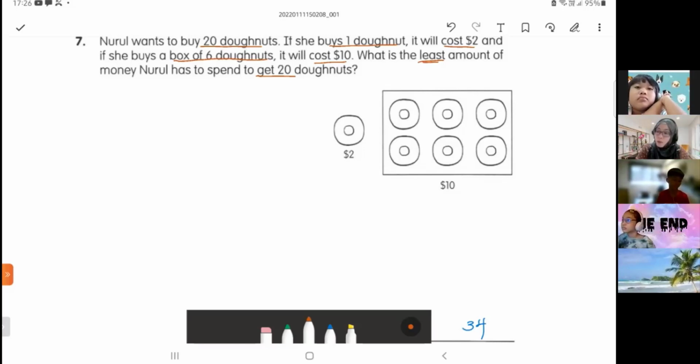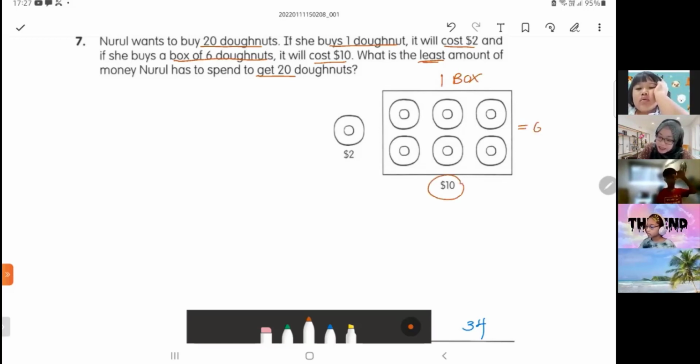So they always sell in boxes, box of 6. In this case, also box of 6. So this is 1 box. 1 box costs $10, and I get 6 donuts in 1 box. So you just take note. Now I want to buy 20 donuts. If I want to buy the boxes, which is 6, I look at multiples of 6.